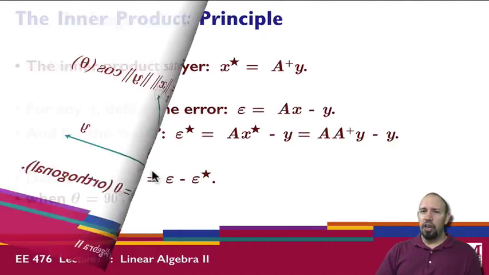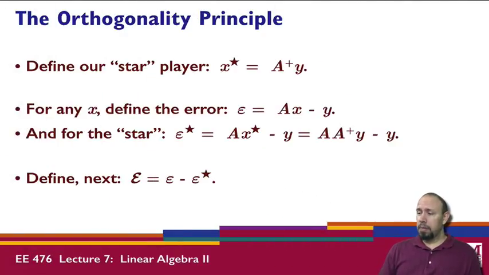Okay, so we come to the orthogonality principle. In this process, we're going to define x star. That's our star player, the best x for our problem. Now we're looking at the equation Ax equals y as opposed to Ax equals b, although you could use b or y, whatever. So x star is the pseudo-inverse times y. That's what we're expecting to be the minimizer, the optimal solution to our minimization problem. For any x, we're going to define the error vector, which is Ax minus y.